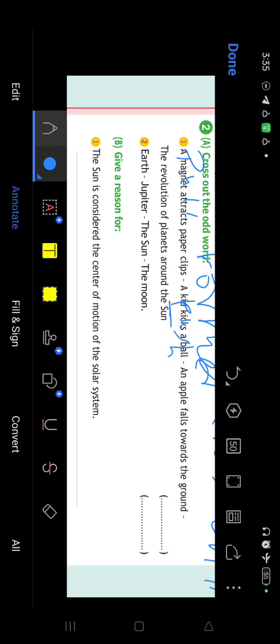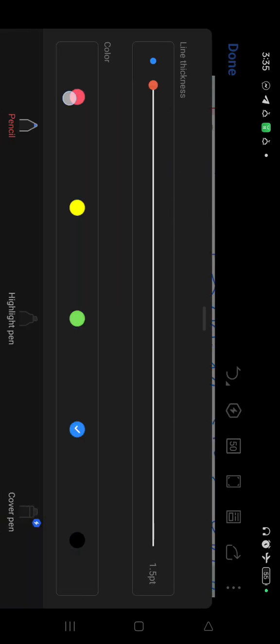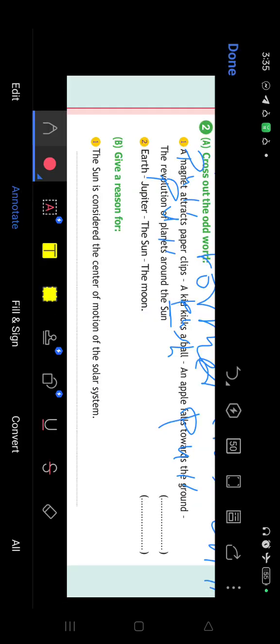Super. An apple falls toward the ground. It's gravity, so it's pull. What about the revolution of planets around the sun? Yeah, it's gravity also, pull. So which one will be the odd word? It will be kicks a ball. Yes.